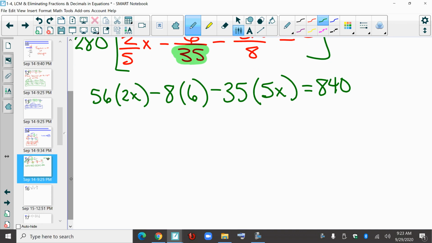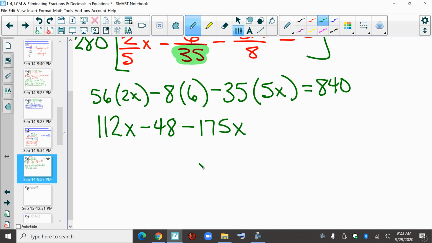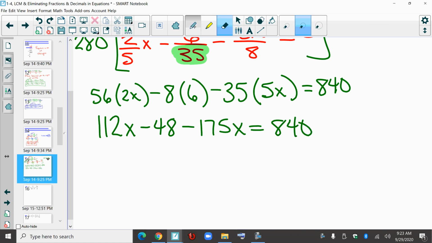So I have no fractions, I have no decimals, so now all I'm going to do is multiply these together. So 56 times 2 is 112x. 8 times 6 is going to be 48. 35 times 5 is going to be 175x. Then you're going to have is equal to 840. And that has no fractions, it has no decimals, and it has no parentheses. Do we understand what I did there?